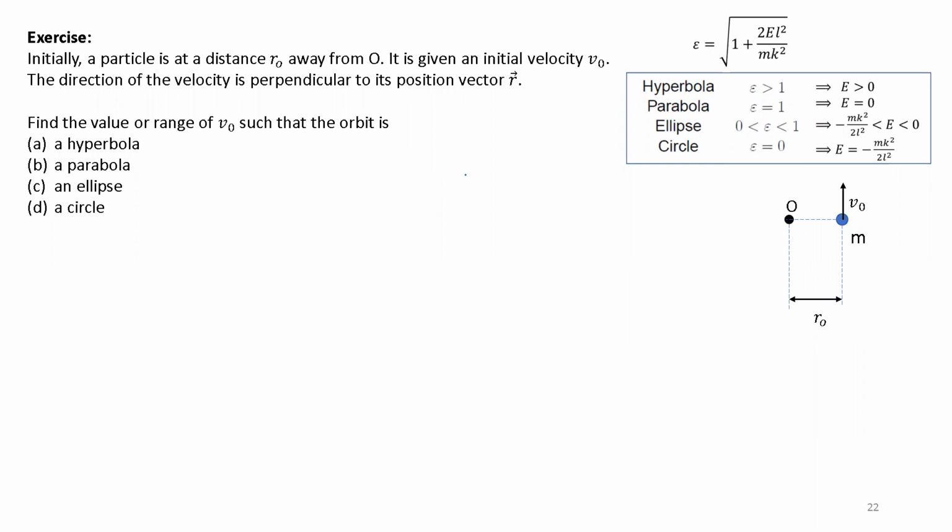Of course the formula we need to use is the total energy. The total energy would be KE plus PE. This is the quantity we want to look at first, and this is E. The other one is the angular momentum. I give you the initial distance and the initial velocity, so the angular momentum would be just m times r naught times v naught.